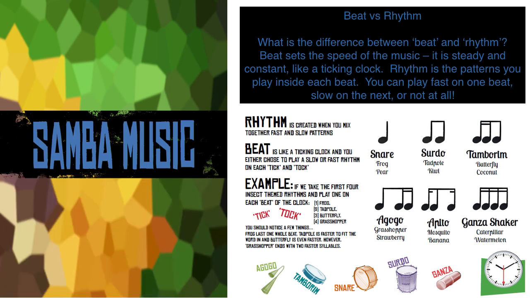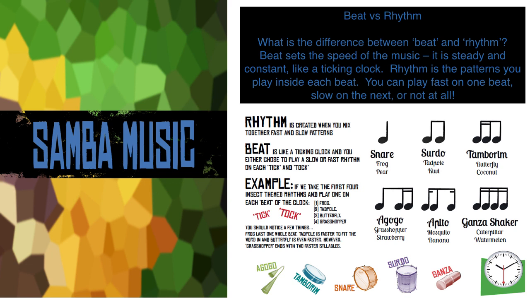The difference between beat and rhythm. Beat sets the speed of the music. It is steady and constant. It's like a ticking clock. Rhythm is the patterns you play inside each beat. You can play fast on one beat, slow on the next, or not at all. Rhythm is created when you mix together fast and slow patterns.